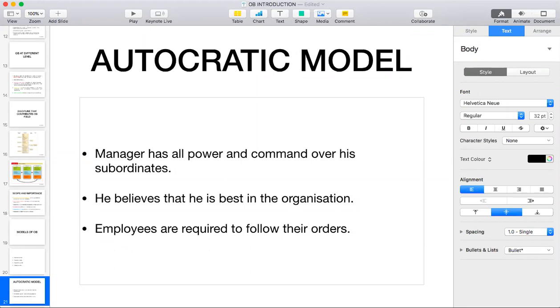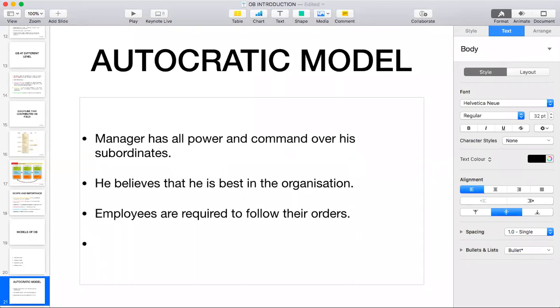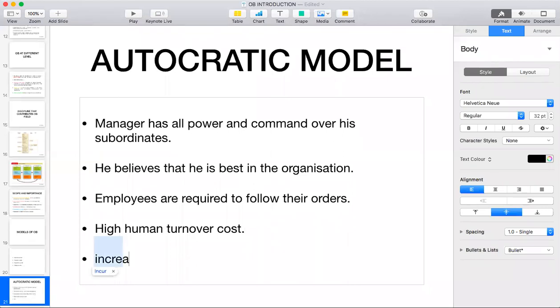One of the biggest disadvantages of this model is the high human turnover cost. Employees do not have breathing space; it is more about dictatorship. It is about not cooperating and not thinking from the subordinate's perspective as well. The psychological result in such a situation is increasing dependency on the boss or leader of the company.